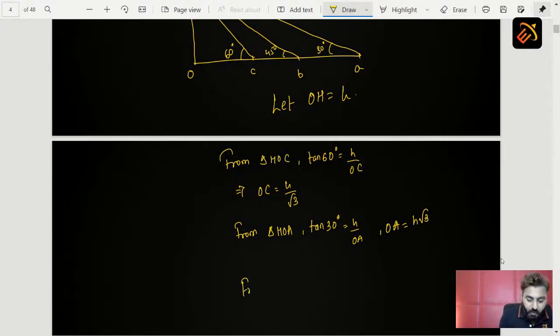And from triangle HOB, what can we say? We can say that tan 45 degree is equal to what? H by OB. So from this OB is equal to what? OB is equal to nothing but H.